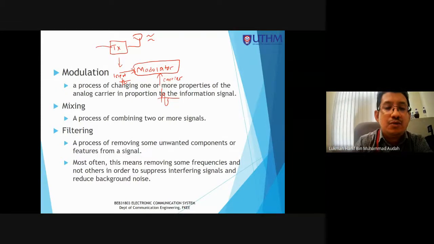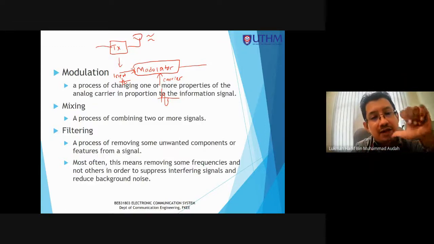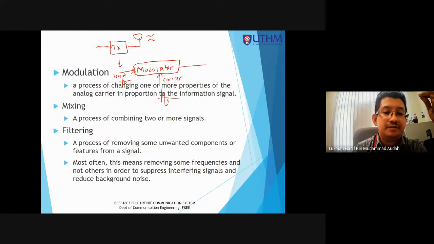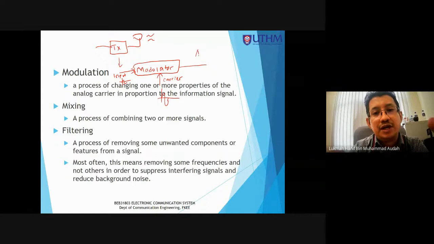Okay, so modulation involve at least two input. Sekurang-kurangnya mesti ada dua input. Ada carrier, ada input. Minimum ada dua. Boleh jadi ada banyak input. We can have many inputs, one carrier. Or many input, many carrier. That one is a high level modulation. Okay, but for the basic concept, at least we have two. Ada input, ada carrier. Carrier mempunyai frekuensi yang lebih besar daripada input. Okay, and then we can produce here, for example, AM, FM, or PM signal.